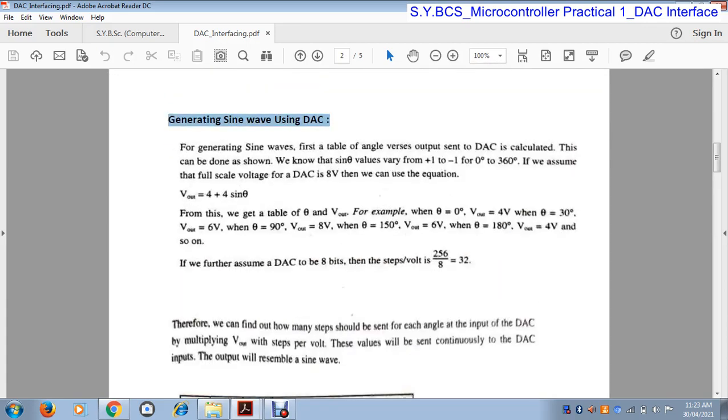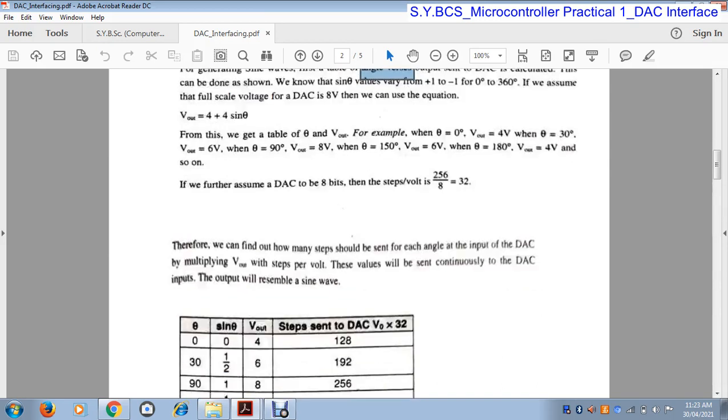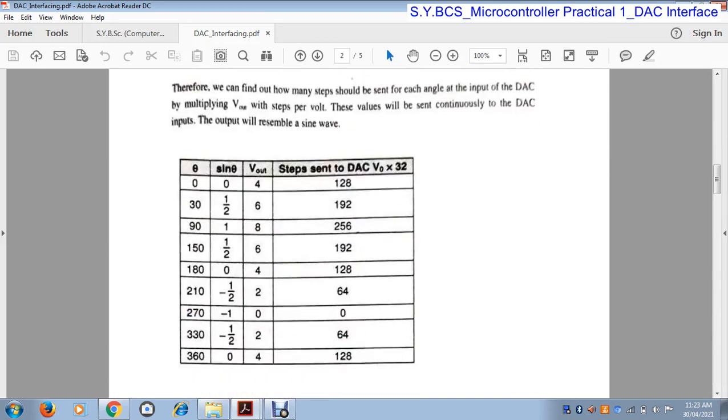For generating a sine wave, first a table of angle versus output sent to the DAC is calculated. We know that a sine wave is a continuous wave. So before we generate a sine wave at the DAC, first of all we send angles to the DAC. By using these angles, the DAC generates the sine wave. This is the angle table.